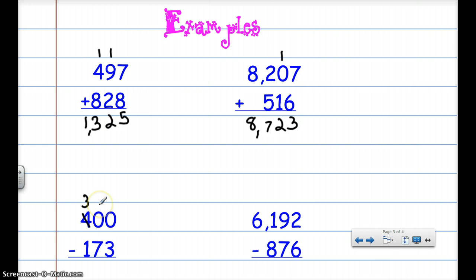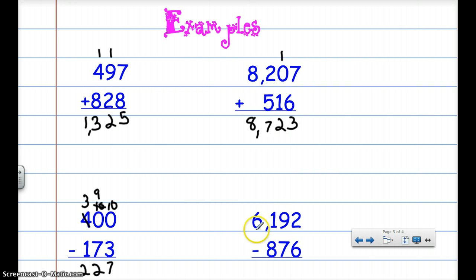And remember, with base 10, you're always moving in groups of 10. So I'm going to move a group of 10 over here. And then I'm going to borrow from this group of 10. I'm going to make it 9. Make this a 10. 10 minus 3 is 7. 9 minus 7 is 2. And 3 minus 1 is 2. So my answer is 227.